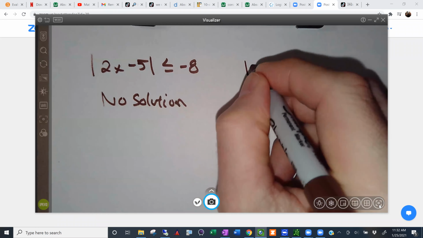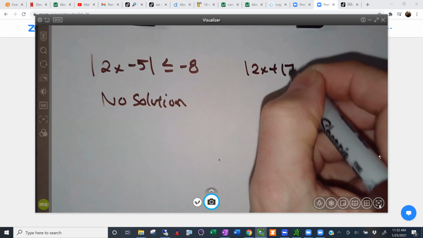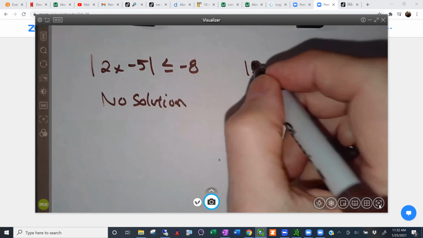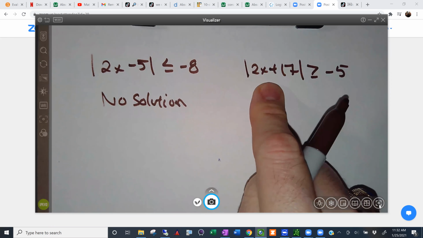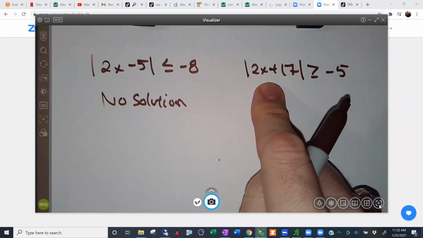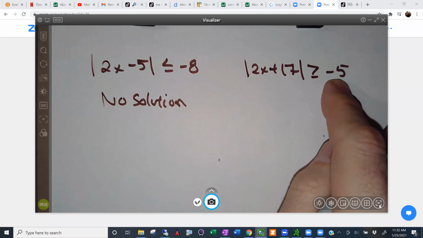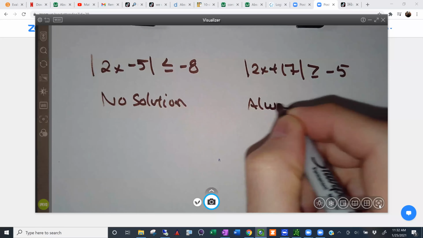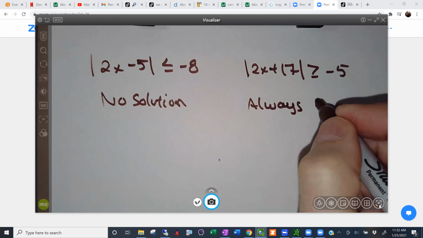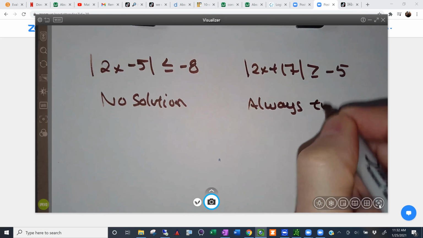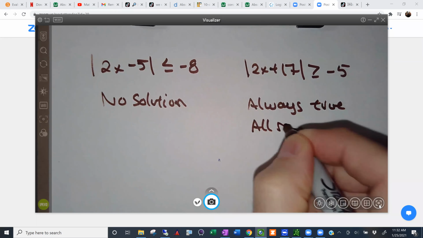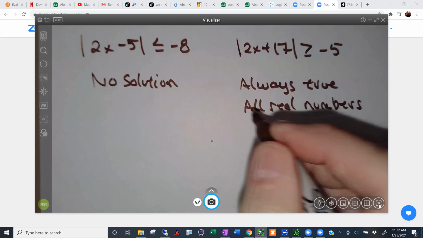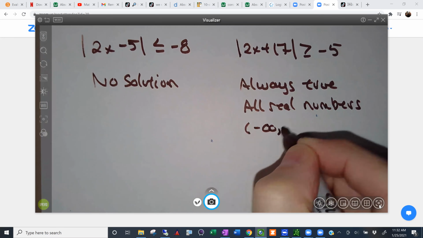In contrast, over here, this is still something positive or 0. Something positive or 0 is always going to be greater than or equal to -5. So always true. All real numbers. And more in line with what you might answer on WebAssign, be -infinity to infinity.